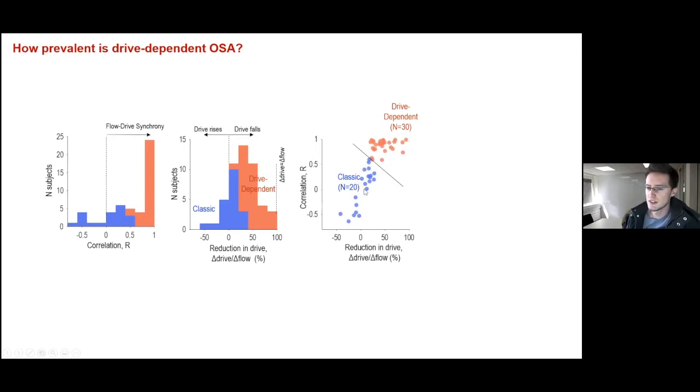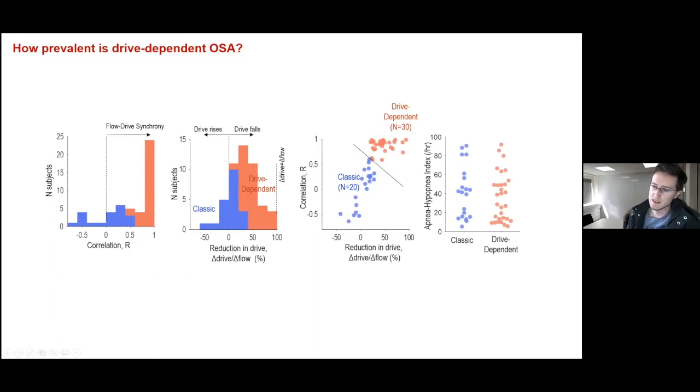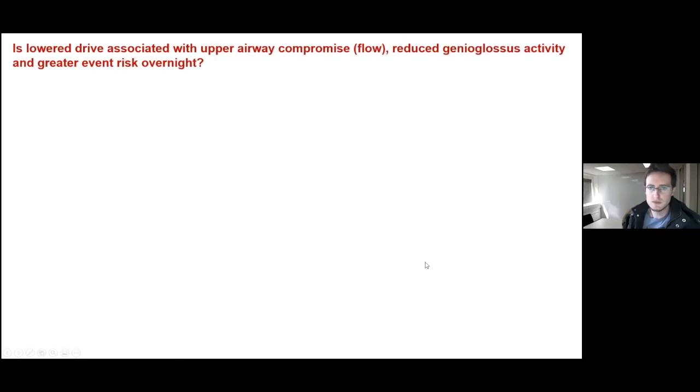Even in this minority classic group, there were actually only 7 people who went fully backwards. That is, 7 people who had an actual increase in drive during their events while flow was at its worst. And they had that anti-correlated flow and drive. And interestingly, it wasn't like the drive-dependent individuals had a less severe version of obstructive sleep apnea than the classics. Their AHIs tend to be fairly similar, supporting this as an independent phenotype of the severity. Right.